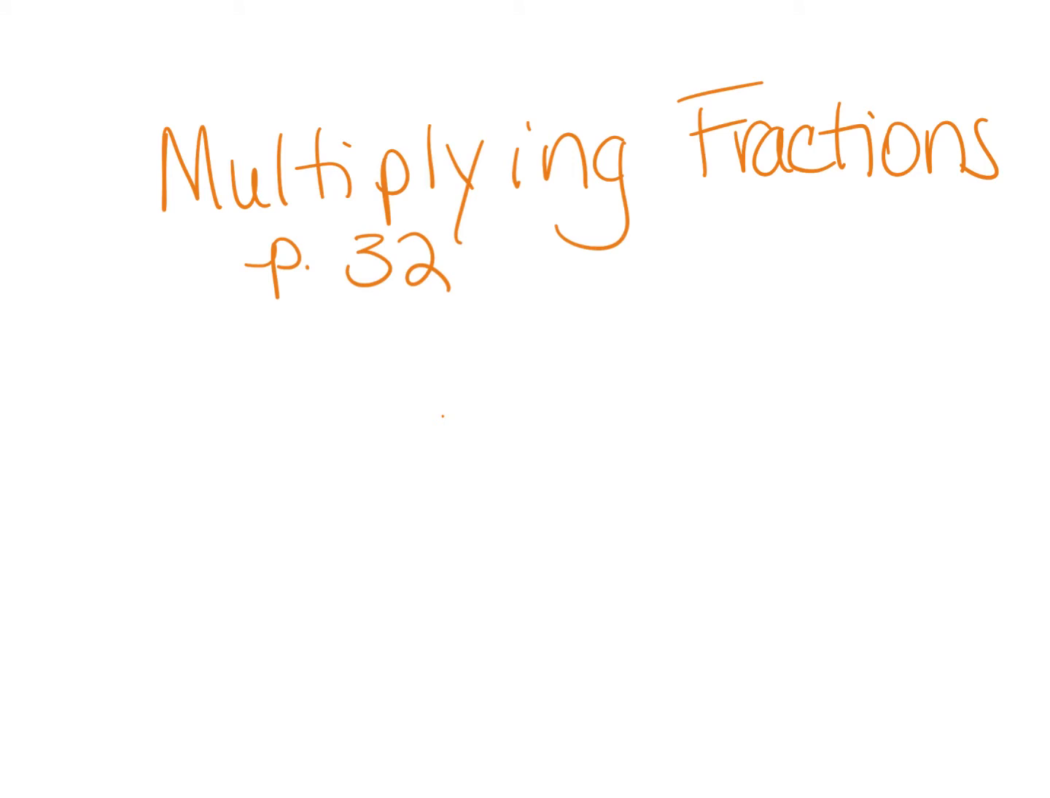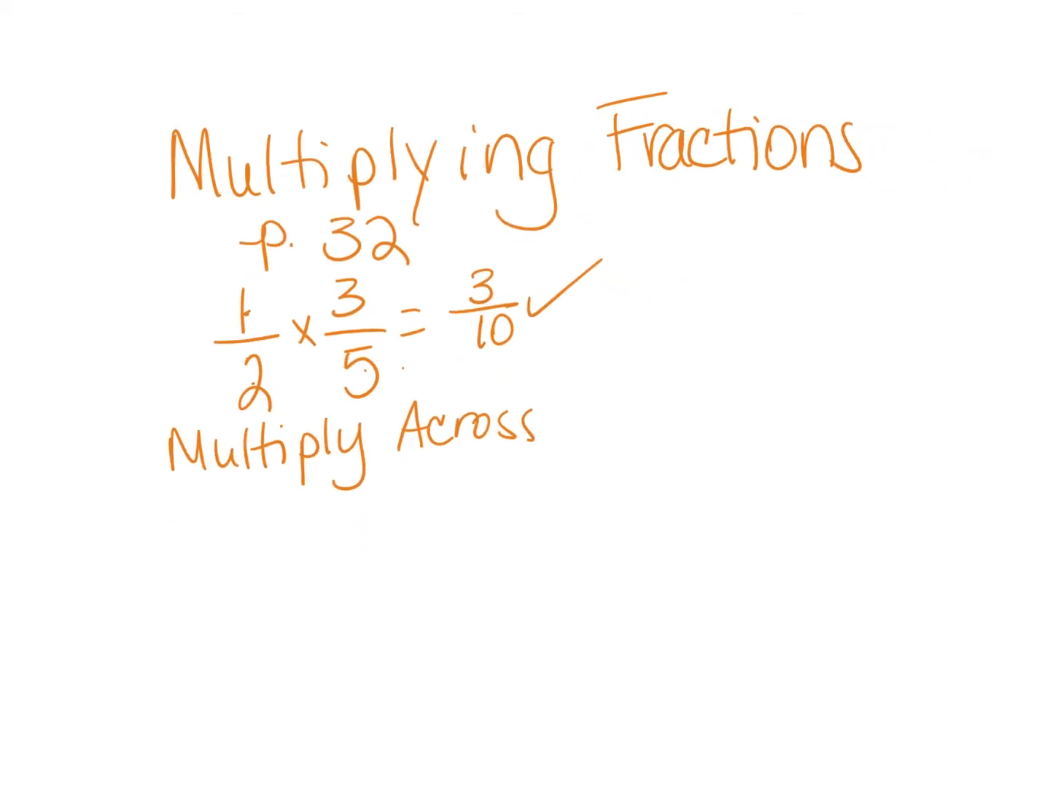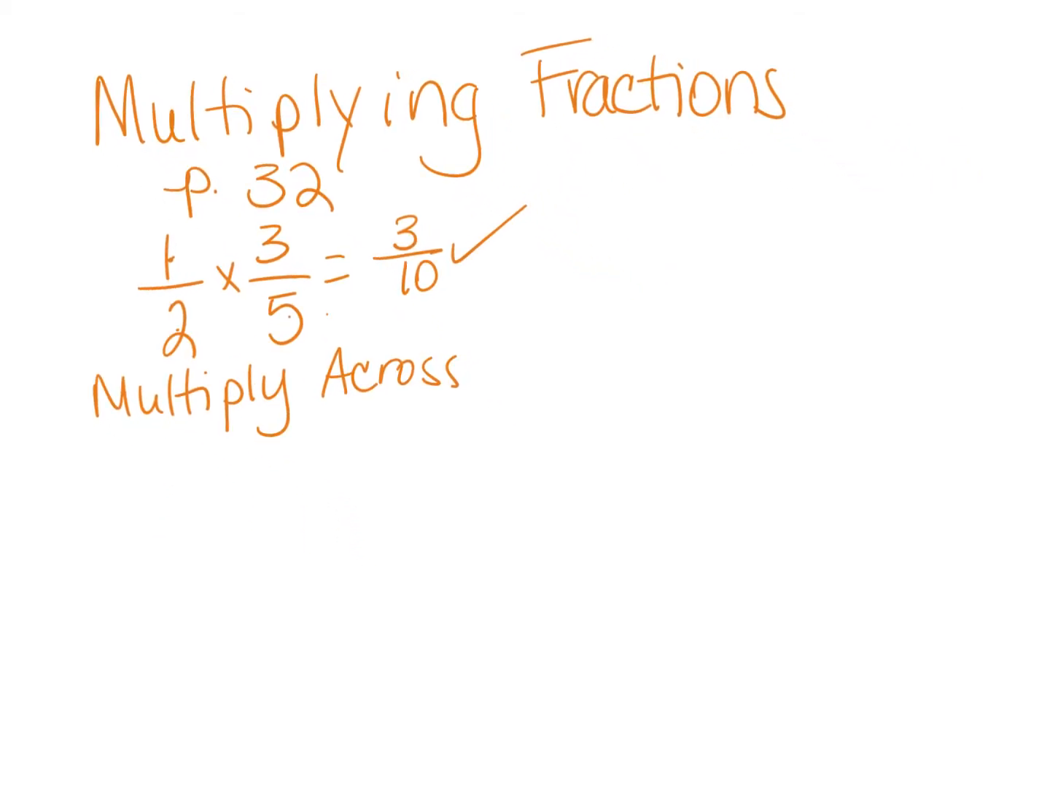Okay, so now let's look on page 32. We're going to talk about multiplying fractions. Very easy. If you have 1/2 times 3/5, we don't have common denominators, and we don't need them. We're going to multiply across. That's basically what you're doing. So 1 times 3 is 3. 2 times 5 is 10. That is your answer. Is it in lowest terms? Yes, it's in lowest terms. Let's practice some more.